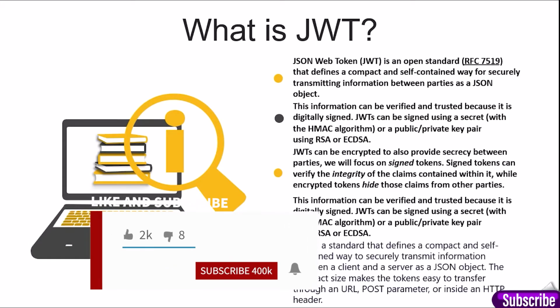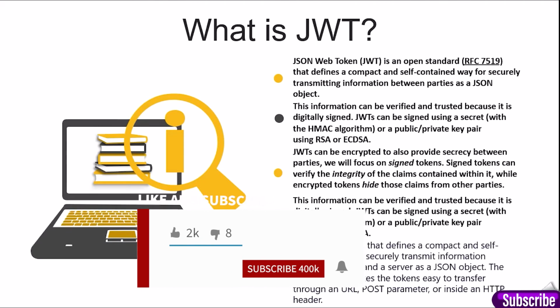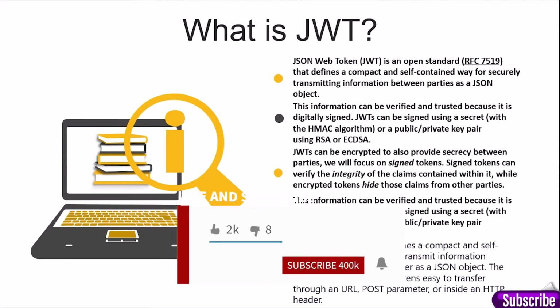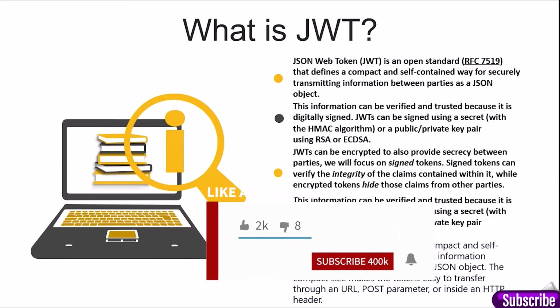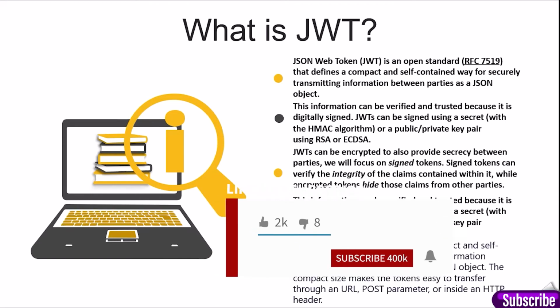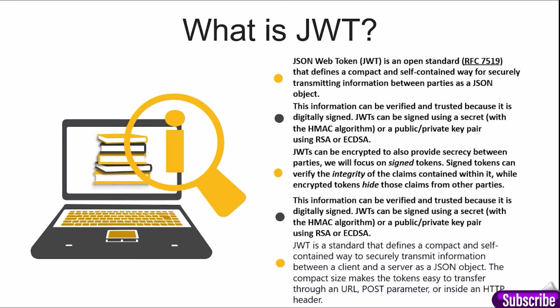So what is JWT? JWT stands for JSON Web Token. JWT is an open standard that defines a compact and self-contained way for securely transmitting information between parties as a JSON object. This information can be verified and trusted because it is digitally signed. JWT can be signed using a secret or a public-private key pair using RSA or ECDSA. JWT can be encrypted to also provide secrecy between parties. We will focus on signed token.